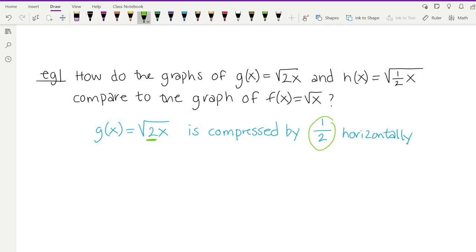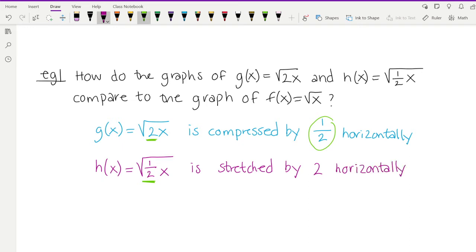So it's getting compressed. On the other hand, if we look at h of x is equal to the square root of 1/2 x, well, what is the reciprocal of the number we're multiplying with x this time? Well, this time we have 1/2. If we take the reciprocal of that, we get 2. And so that means that this graph is actually stretched by a factor of 2 horizontally.